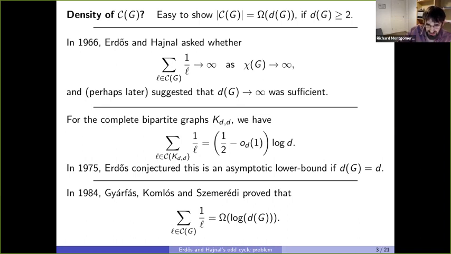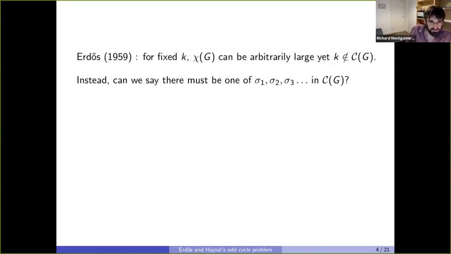So we're now comparatively well informed about the density of cycles in graphs. What about trying to find specific cycle lengths instead? As I'm sure you know, due to the famous result of Erdős in the 1950s, if I fix a k, then the chromatic number can be arbitrarily large and yet I don't have a cycle of length k, or even any cycles up to length k. So that's a non-starter.